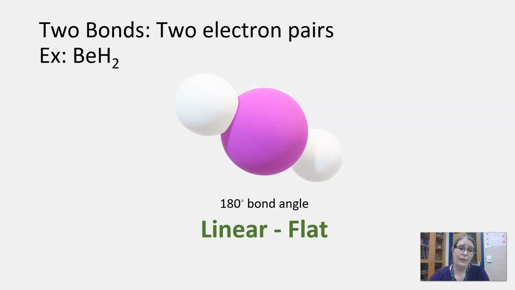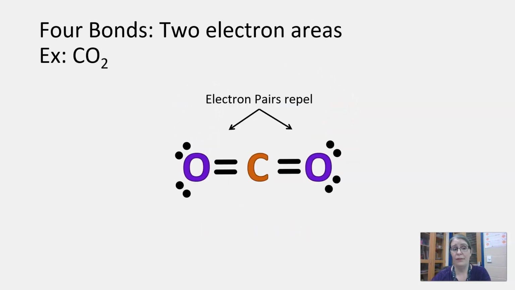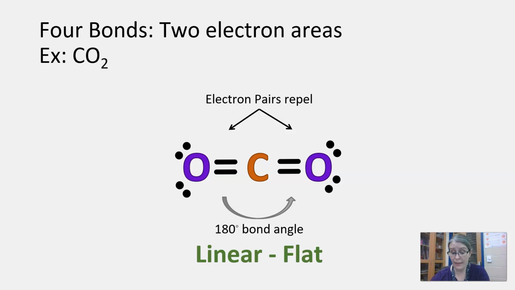But not just molecules like beryllium hydride are linear. If we remember, even though carbon dioxide actually has a total of 4 bonds around the carbon, double bonds only count as one area of electrons. So carbon dioxide only has 2 areas of electrons around its center carbon. And so just like beryllium dihydride, those get as far away from each other as they can, and carbon dioxide has a 180 degree bond angle and is in fact linear. Its electron geometry and its molecular geometry are both linear.